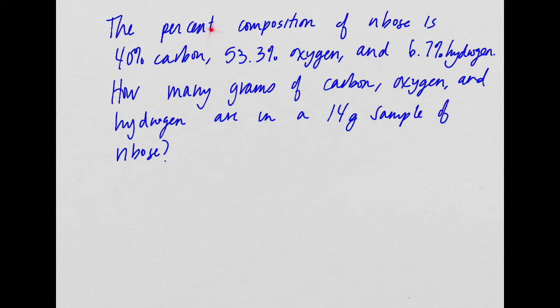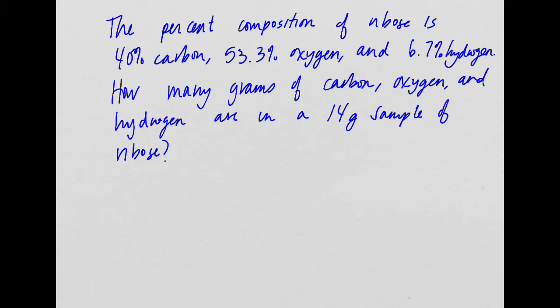I could give you the percent composition of ribose. We just found it, but I could give it to you. It's 40% carbon, 53.3% oxygen, and 6.7% hydrogen. And then I could ask how many grams of carbon, oxygen, and hydrogen are in a 14-gram sample of ribose.